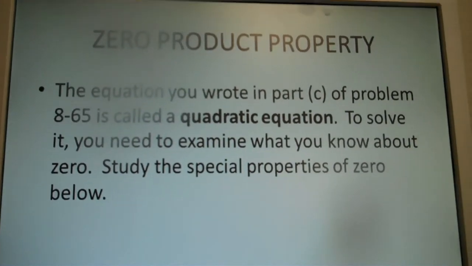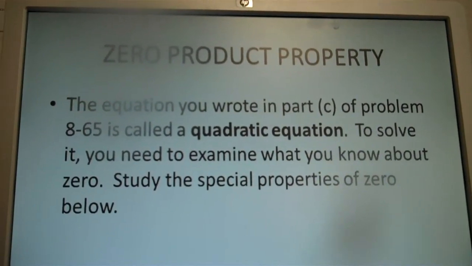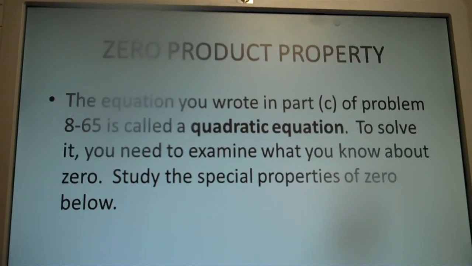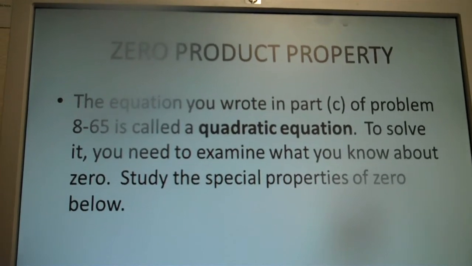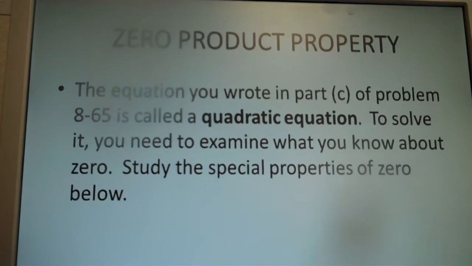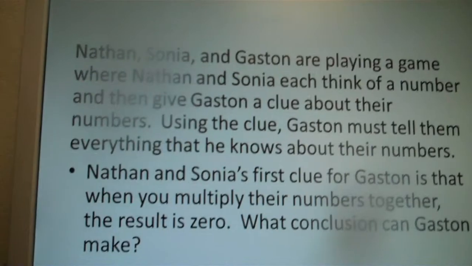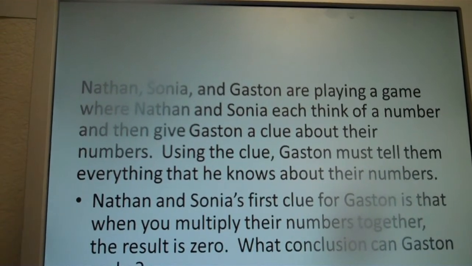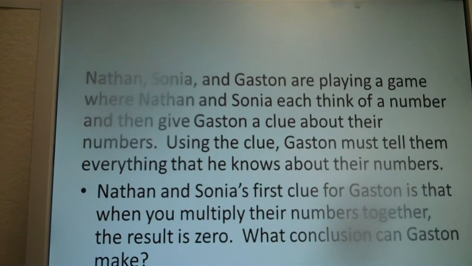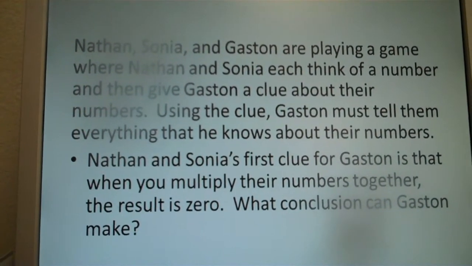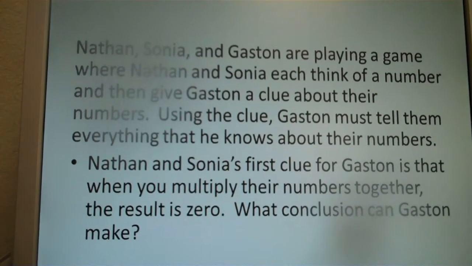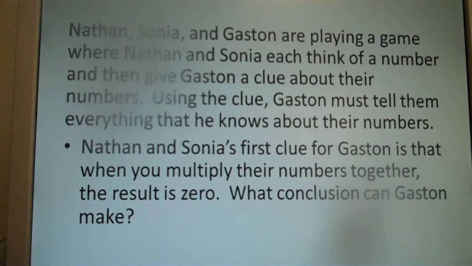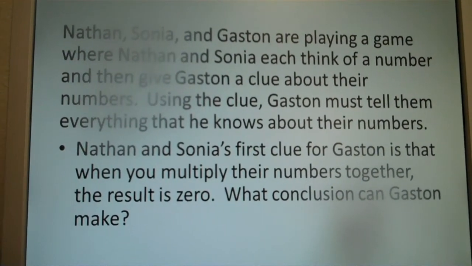Okay, you don't have to write this down, but just think about this for a second. The zero product property. The equation you wrote in part C of problem 8-65, which is what you just did, is called a quadratic equation. To solve it, you need to examine what you know about 0. Study the special properties of 0 below. Nathan, Sonia, and Gaston are playing a game where Nathan and Sonia each think of a number and then give Gaston a clue about their numbers. Using the clue, Gaston must tell them everything they know about their numbers. Nathan and Sonia's first clue for Gaston is that when you multiply their numbers together, the result is 0. What conclusion can Gaston make?